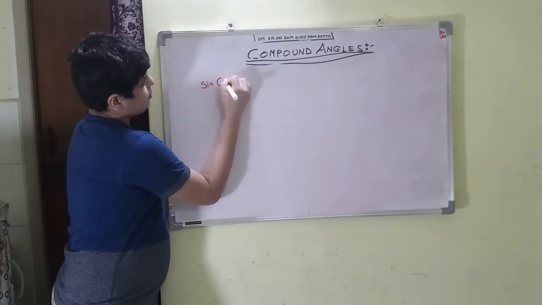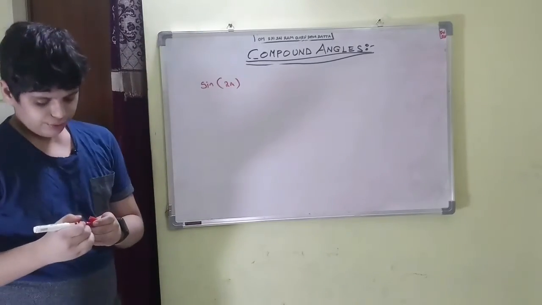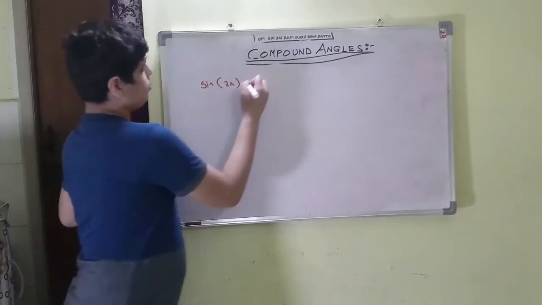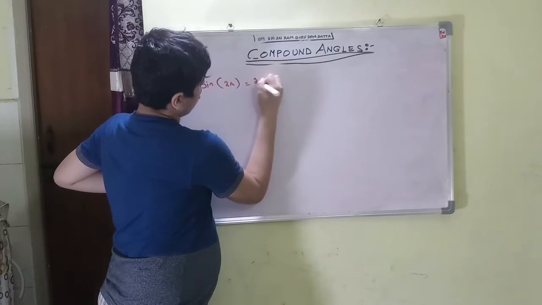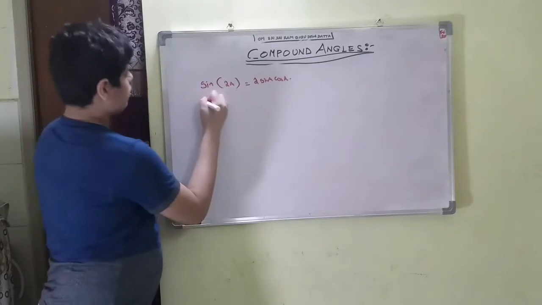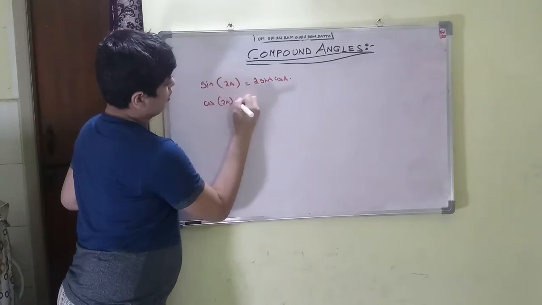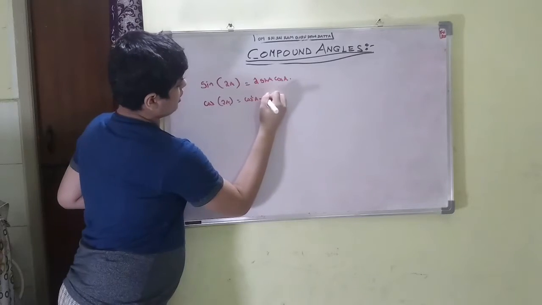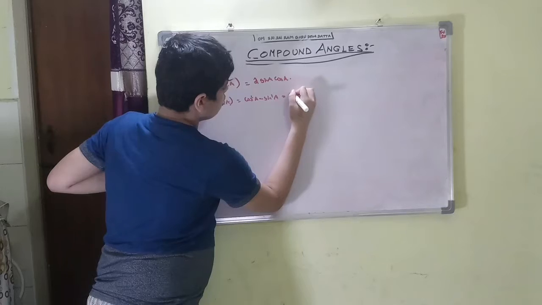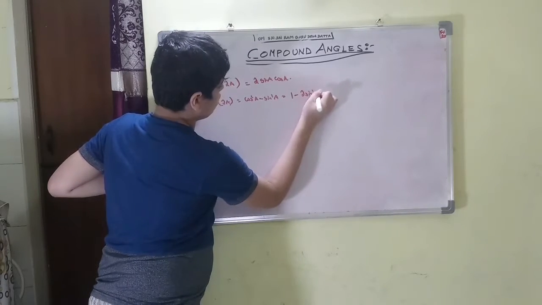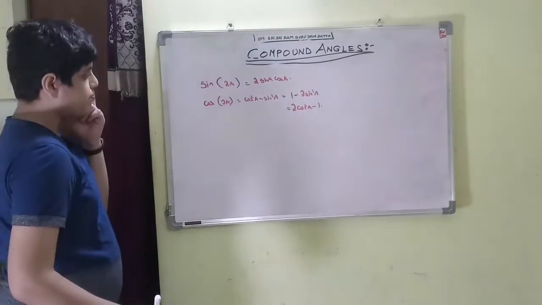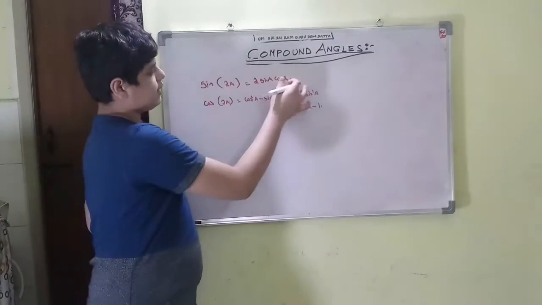Like sin 2A. So for A plus B, let us assume that A is equal to B. So sin 2A is equal to 2 sin A into cos A. Cos 2A is equal to cos square A minus sin square A. You can also write this as 1 minus 2 sin square A, which is also equal to 2 cos square A minus 1. So sin 2A and cos 2A, you can write these in tan terms also.